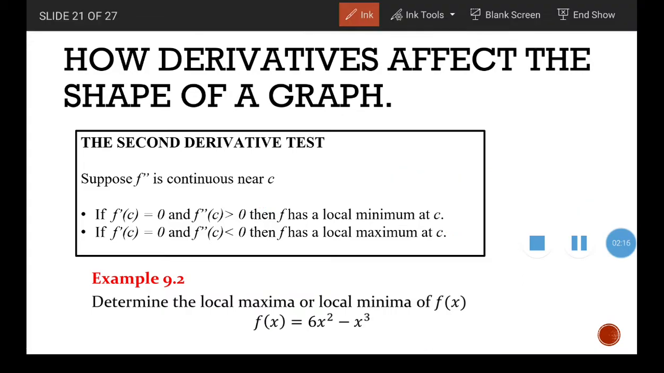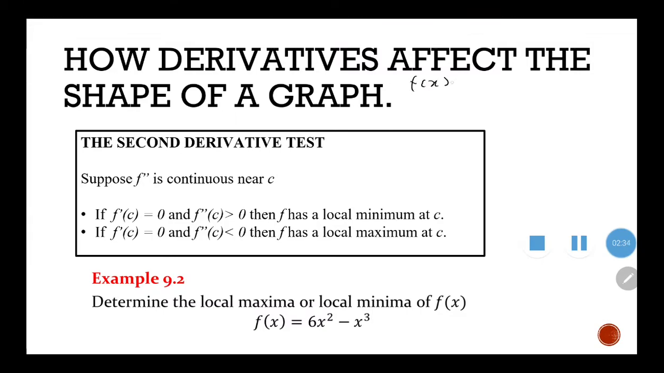Okay, now let's look at example 9.2, where f(x) is 6x squared minus x cubed. Now we want to find the critical numbers for this function. To find the critical numbers, we make the derivative equal to 0. Okay, but first you have to differentiate it.